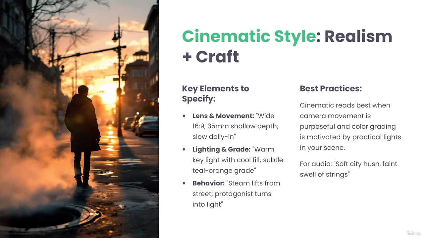Start with cinematic. Here, realism plus craft is the goal. Name the lens and movement, then the lighting and grade. For example, wide 16 to 9, 35mm, shallow depth, slow dolly in, warm key light with cool fill, subtle teal-orange grade. Add behavior, not backstory. Steam leaves from the street. Protagonist turns into light. If you're using audio, keep it restrained. Soft city hush, faint swell of strings. Cinematic reads best when the camera is purposeful and the color is motivated by the practical lights in your scene.